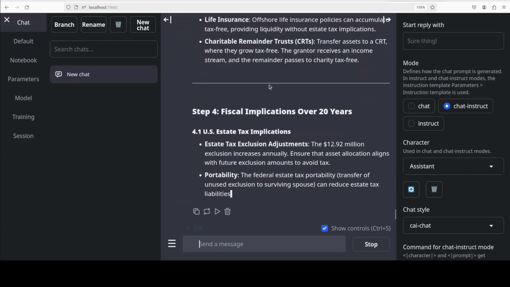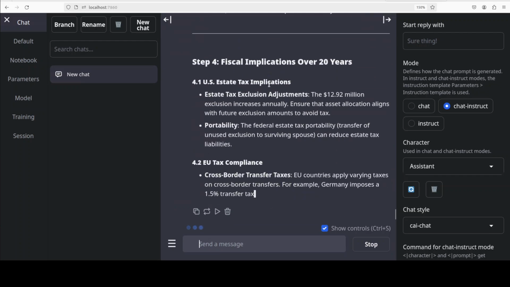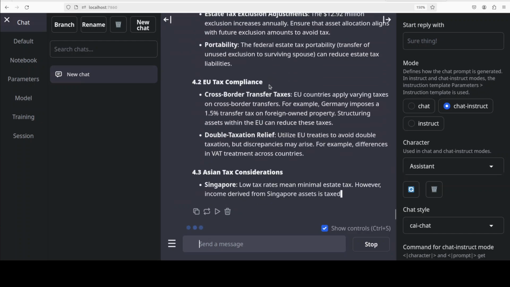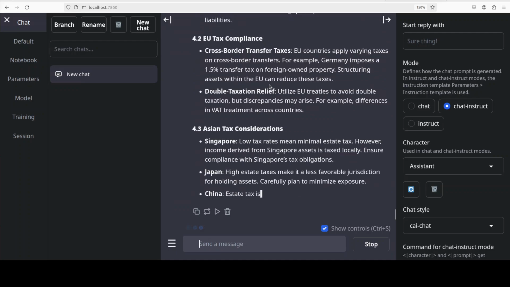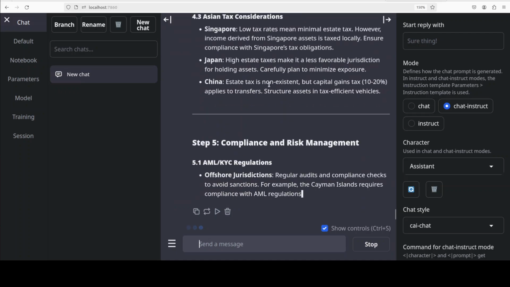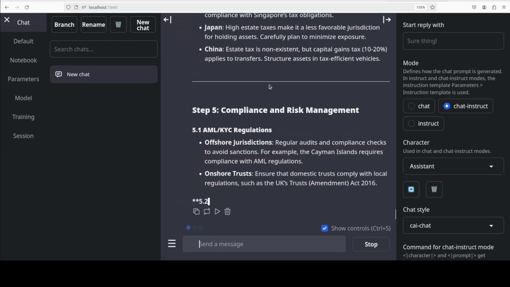And of course, this is not financial advice or anything like that. This is just a model. So heads up, don't really trust its financial advice blindly. Just, of course, do your own due diligence or go to a professional.